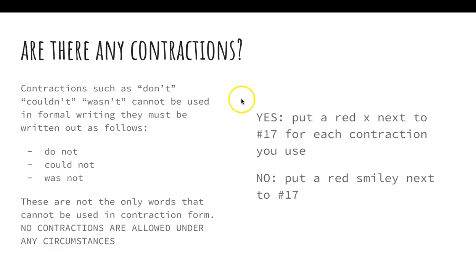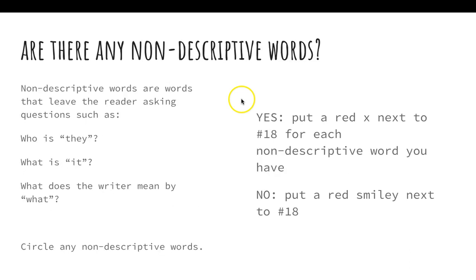Are there any contractions? Contractions such as don't, couldn't, wasn't cannot be used in formal writing. They must be written out as follows: do not, could not, was not. These are not the only words that cannot be used in contraction form. No contractions are allowed under any circumstances. You will lose 1 point for every contraction you use. Put a red X next to number 17 for each contraction you use. Put a red smiley next to number 17 if you do not use any contractions.